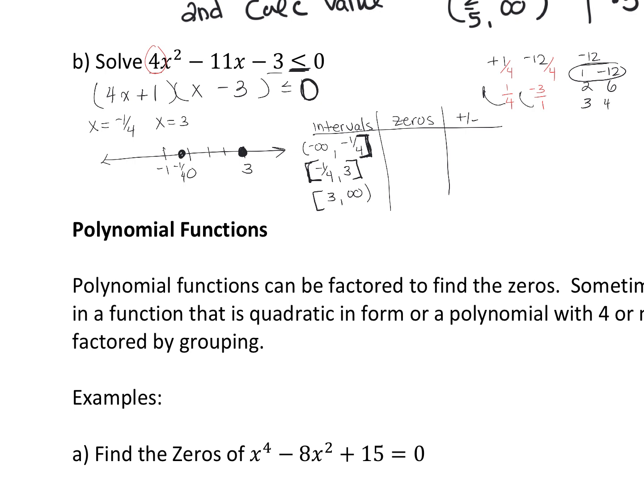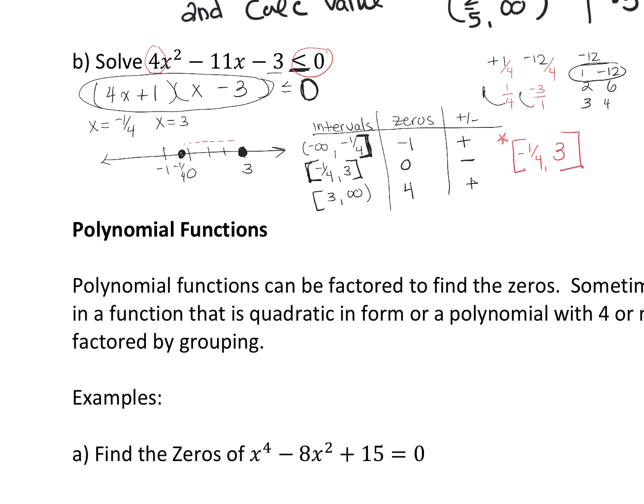So in here, I'm going to test -1. If I plug it in, I like to plug it into the factored form because it's easier for me to see if it's going to be positive or negative. I'm going to get a positive result. If I test 0, I'm going to get a negative result. And if I test 4, I'm also going to get a positive result. In this case, I want it to be less than or equal to 0, which was in this region. So my solution is -1/4 to 3.